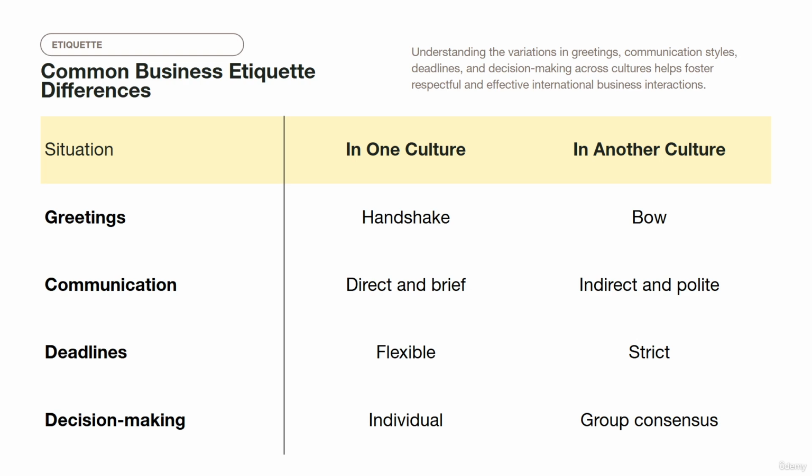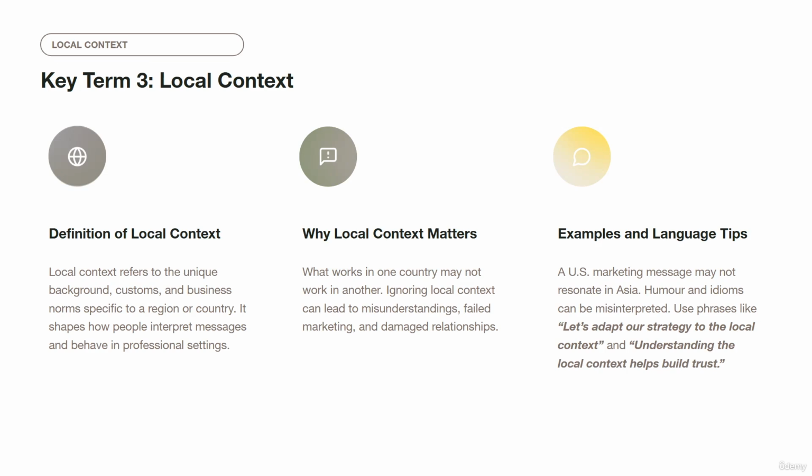In some cultures, as we saw in the previous tutorial, decision making is more individual versus other cultures where it's more of a group consensus. So it's very important that you're aware of the prevailing business etiquette where you are, or with the stakeholders that you are interacting with. Local context. So local context refers to the unique background, customs and business norms specific to a region or country.